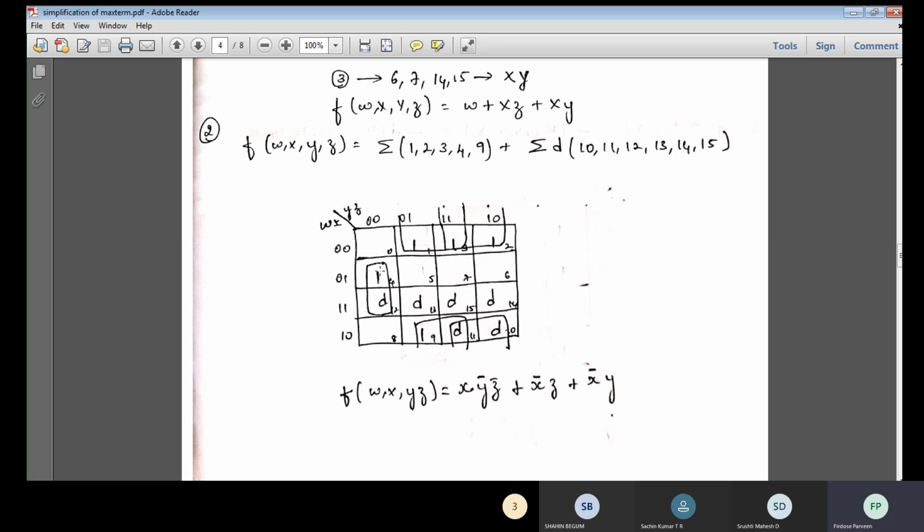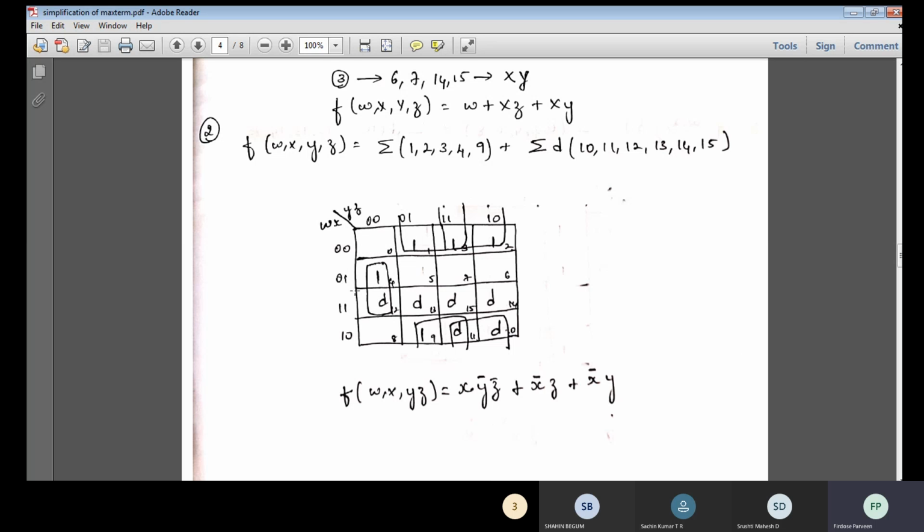And I have to group 1 here. Cell number 4 is having 1. This is still left out. I have not grouped that one. To group it, I cannot go for 4 cell grouping because here I don't have any don't care term, and here also I don't have any don't care term. Otherwise I would have done 4 cell grouping. So now the option is only 2 cell grouping. So I'll group 4 and 12.